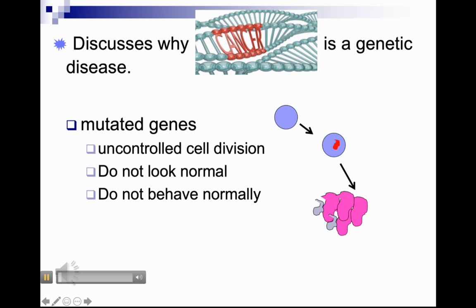Let's discuss why cancer is a genetic disease. Genetic meaning mutated genes. Mutated genes result in uncontrolled cell division, and the cells that are generated when these genes mutate do not look like normal cells, and they do not behave like normal cells.